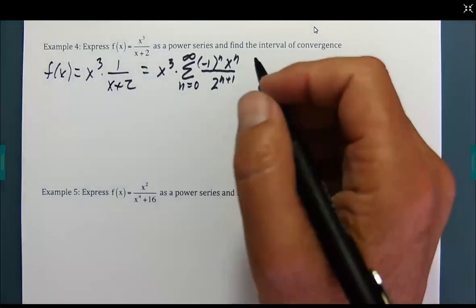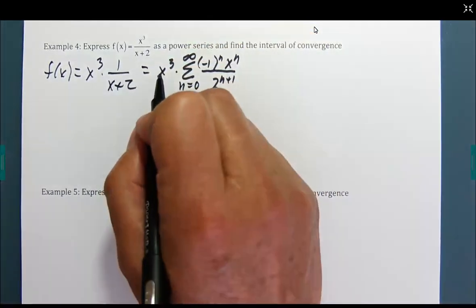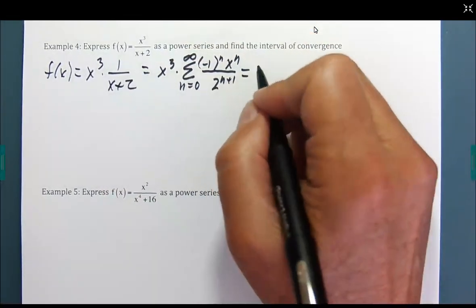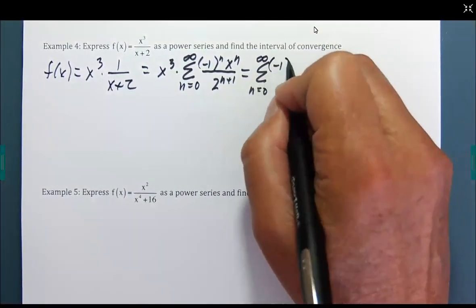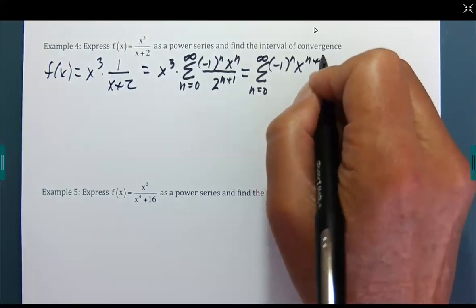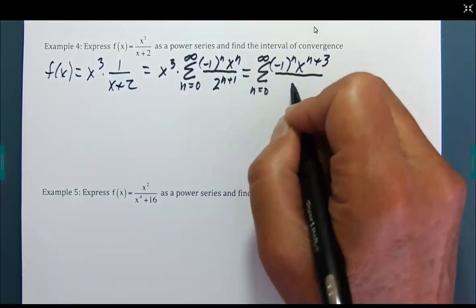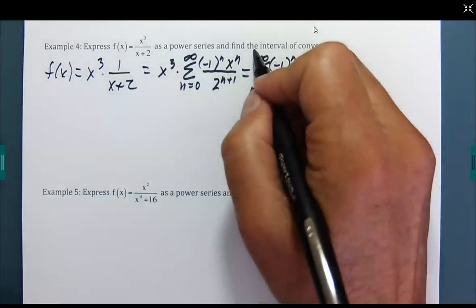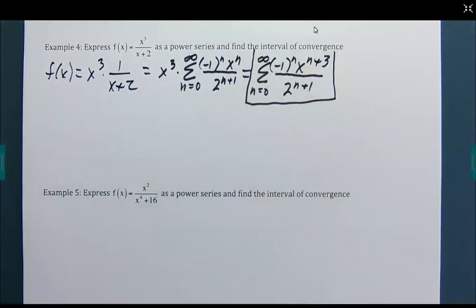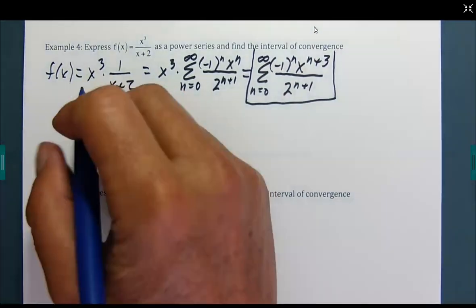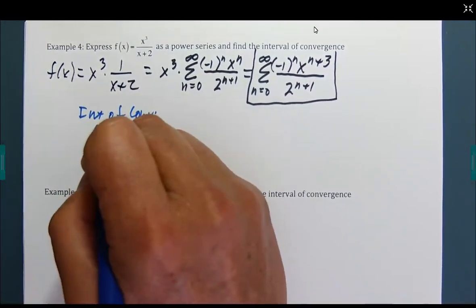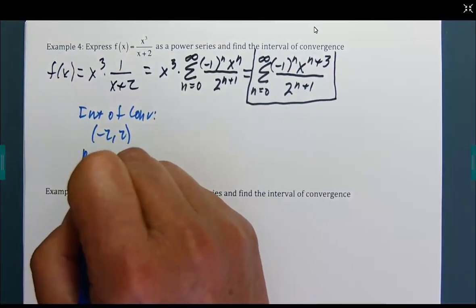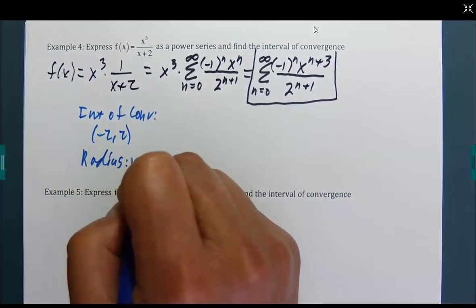That won't change. However, what I can do here is that x cubed, I can bring it in and add it there. And here it's n plus 3 over 2 to the n plus 1. And there is my power series representation. And from example 2, we know that the interval of convergence, the radius r equals 2.